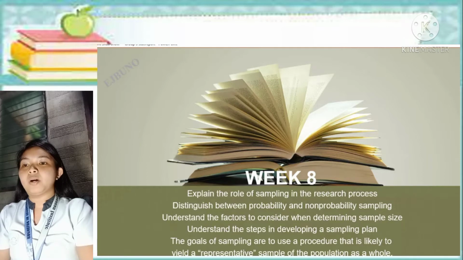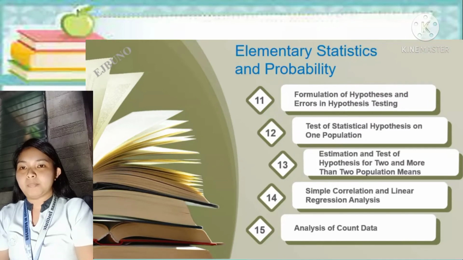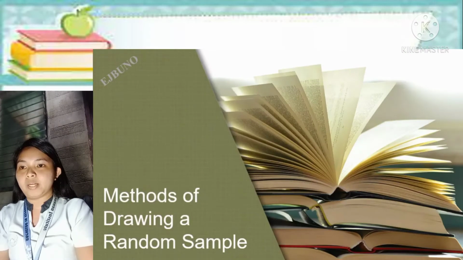Our objectives are to explain the role of sampling in the research process, distinguish between probability and non-probability sampling, understand the factors to consider when determining sample size, and understand the steps in developing a sample plan. The goal of sampling is to use a procedure that is likely to yield a representative sample of the population as a whole, because our topic is the method of drawing a random sample.